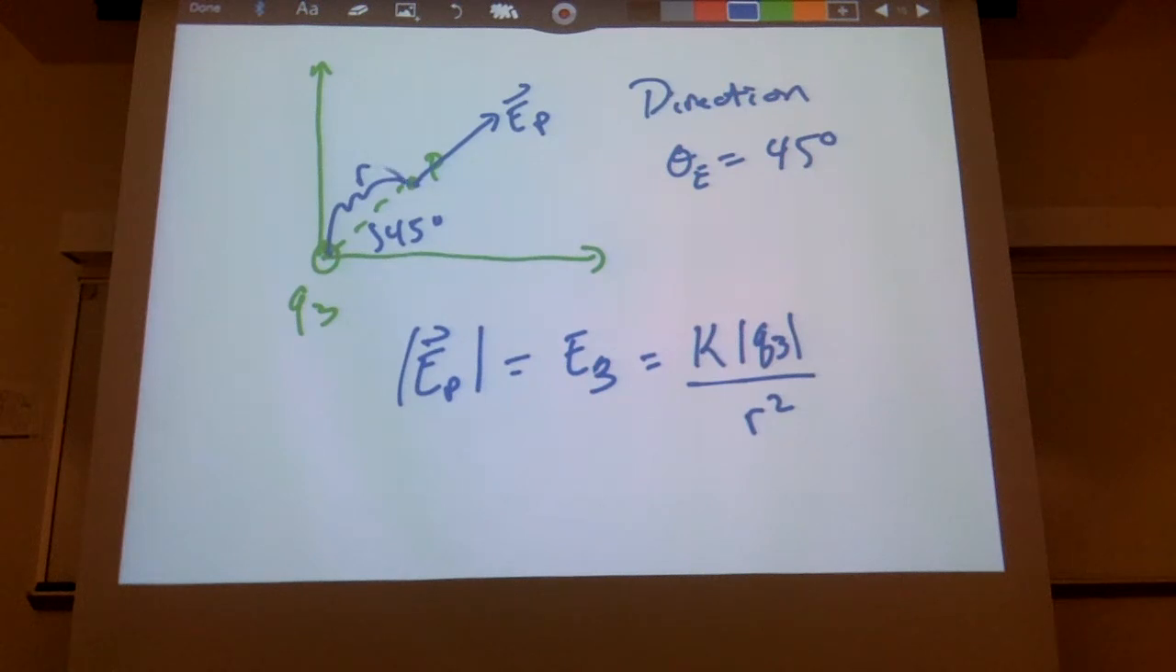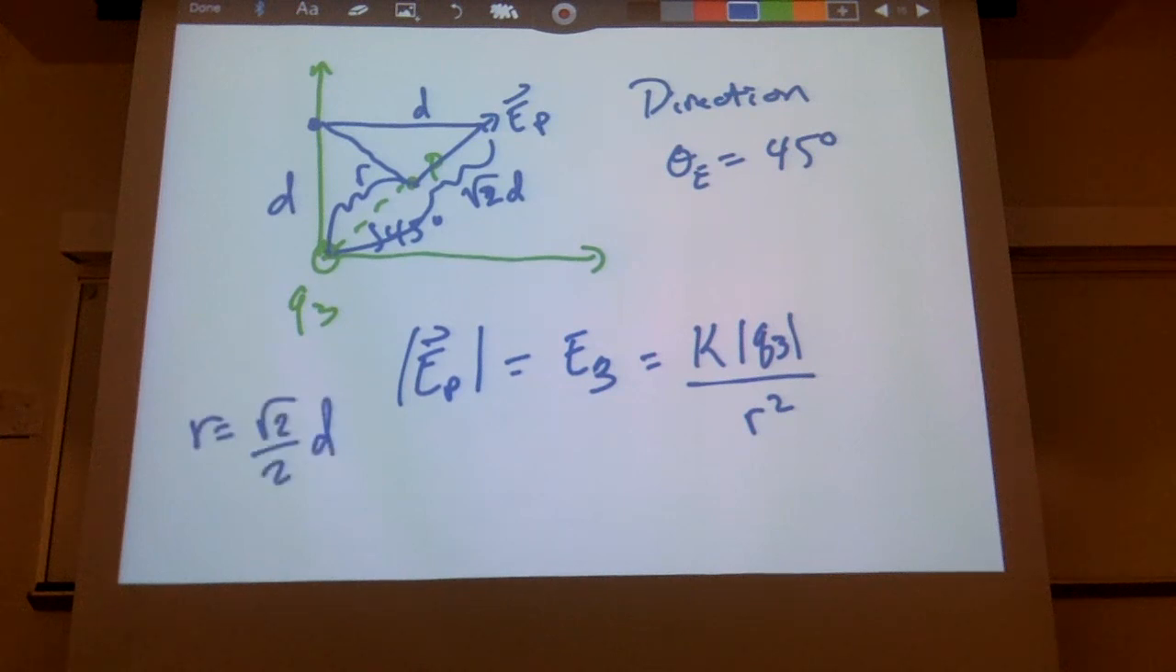Well, if I continue this line here, this distance is D, and if I continue this guy over here, this distance is D, which means this total distance is going to be the square root of 2 times D, which means R is going to be equal to 1/2 of the square root of 2 times D. Molly shook her head like she has no idea what I was doing. Okay, so is everyone okay with this? No, good. Let's draw a picture.